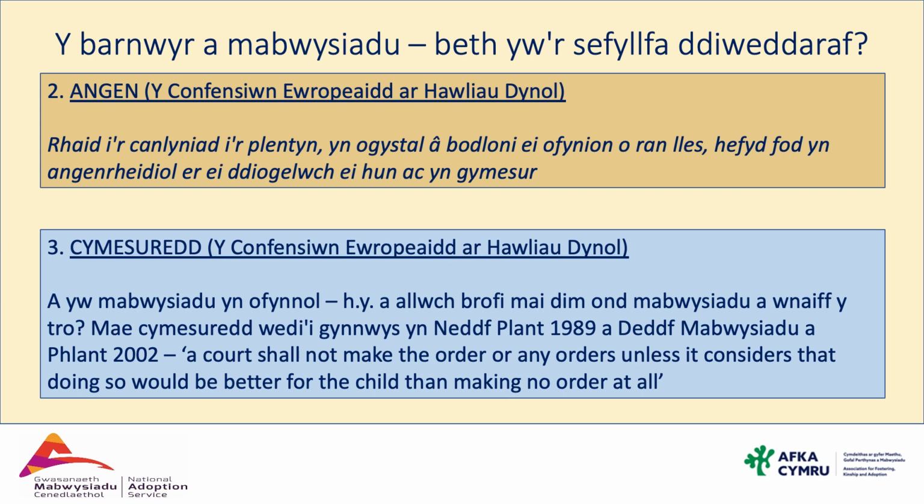The President then goes on to talk about the doctrine of proportionality, where you have to prove that only adoption will do. He says that proportionality is built into the Children Act and Adoption and Children Act, in that a court shall not make the order or any orders unless it considers that doing so will be better for the child than making no order at all. So in a sense, he's come round full circle, because we know that the Children Act and Adoption and Children Act, if properly adhered to, are European Convention compliant.